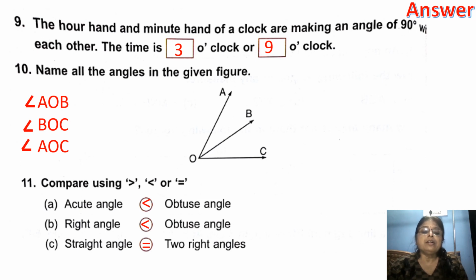Next, compare the following angles by giving the sign. Acute angle and obtuse angle. You know, an obtuse angle is greater than an acute angle, so the greater than sign is given here. Right angle, obtuse angle. An obtuse angle is greater than a right angle. And straight angle, two right angles. You know, two right angles are equal to 180 degree and a straight angle is also equal to 180 degree. So both are equal. In this way, my dear students, you can solve this brain teaser.